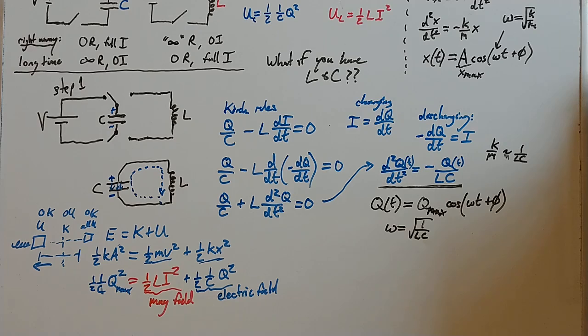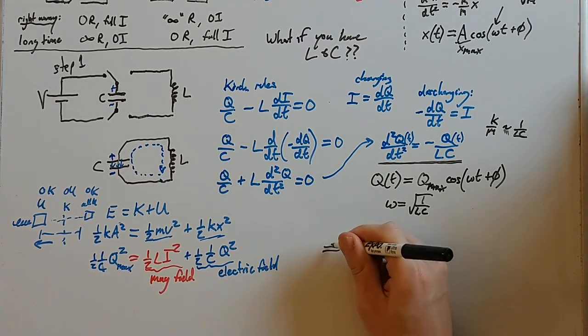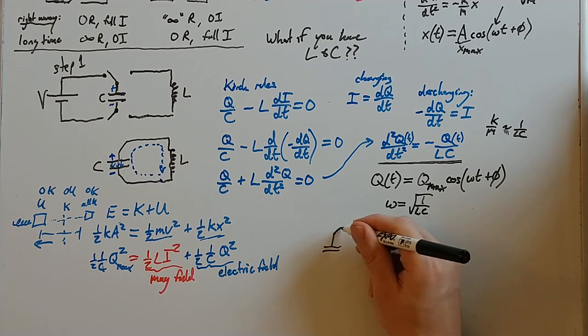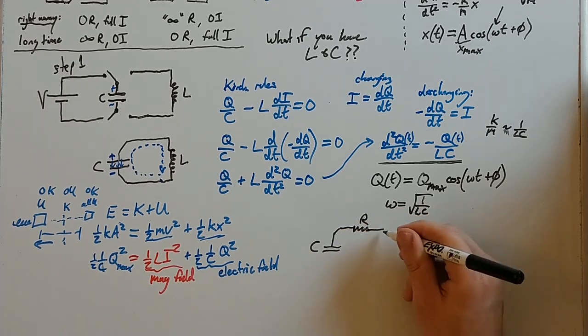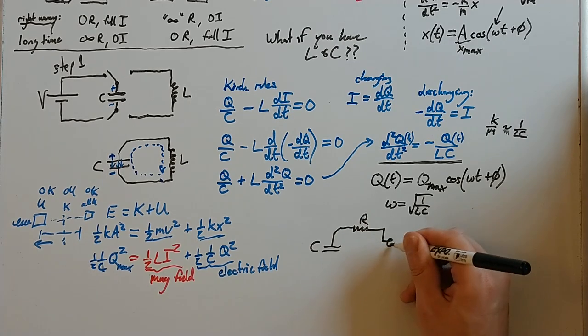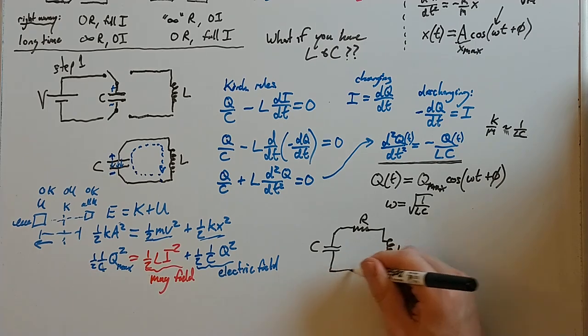Last thing that I should mention is, what happens if you put a resistor in the circuit? So what if we take this circuit and add a resistor? Let me just draw the circuit here. We still have our capacitor, but now we're going to add a resistor to the system. So we have our capacitor, our resistor, and we still have our inductor. What happens when we add the resistor?